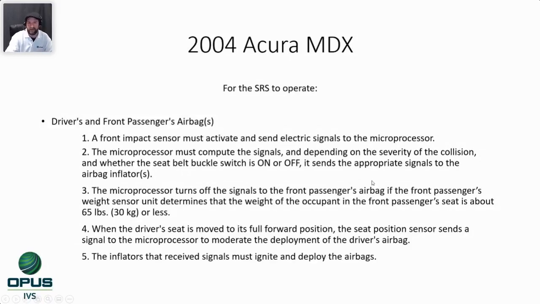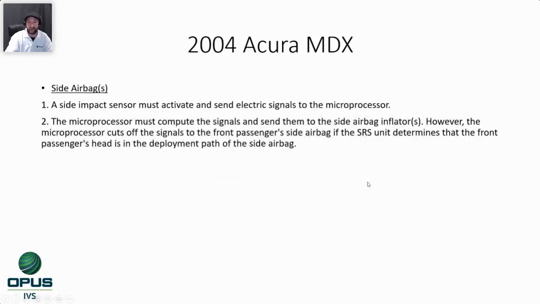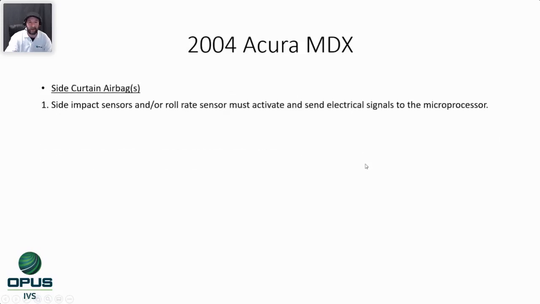So again, the inflators receive the signals, must ignite and deploy the airbags. Side airbags, this is just a little brief overview of it all. The side impact sensor must activate and send the electrical signals to the microprocessor, much like we had with the other impact sensors. The microprocessor again computes the signals and then determines whether or not the side airbag inflator has to be deployed. The SRS unit makes that determination all throughout these early vehicles.